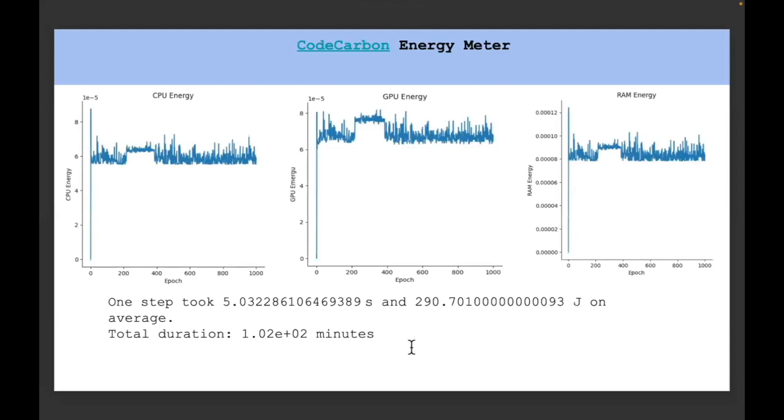So here is the result of the profiling with training for 1000 epochs. And the results are pretty similar to what Zeus provides.